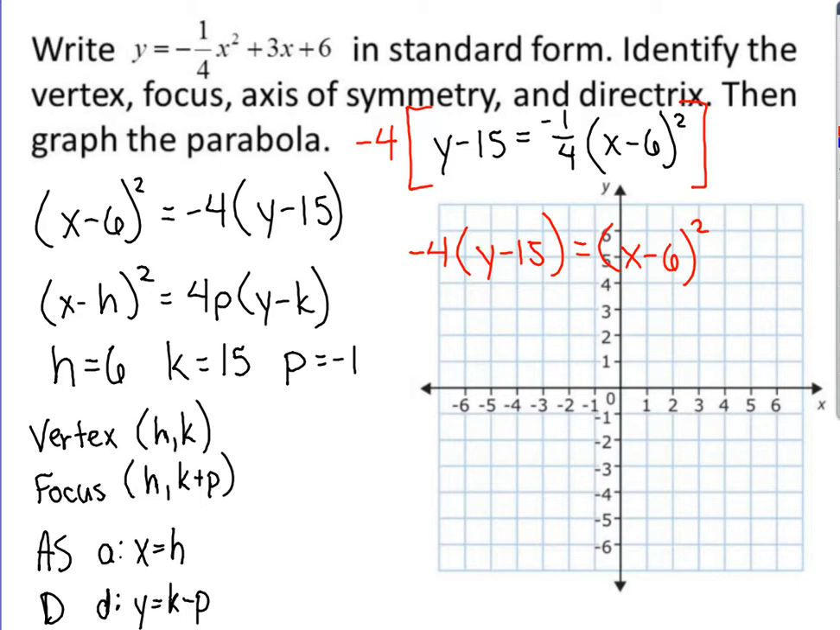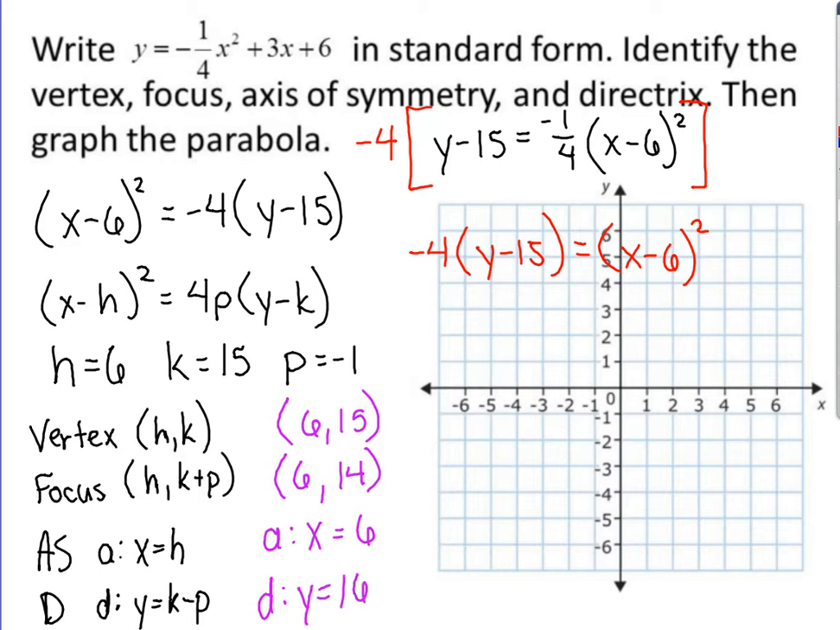So now we need to find our vertex, our focus, our axis of symmetry, and our directrix. So our vertex will just be at 6 and 15. Our focus will be at 6 and 14 because 15 plus negative 1 is 14. Our axis of symmetry will be x is equal to 6. And our directrix will be y is equal to 16 because 15 minus negative 1 is 16. Now we need to graph this, and we're going to have to change the scale on this graph a little bit before we get started.